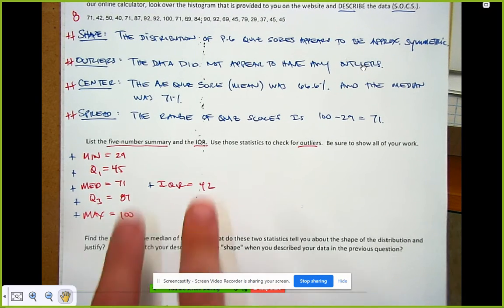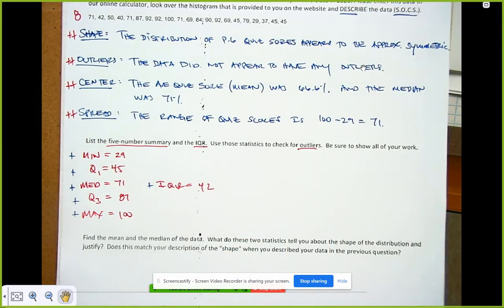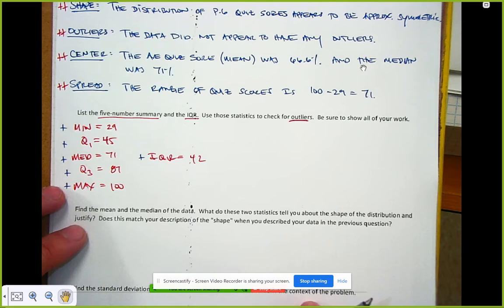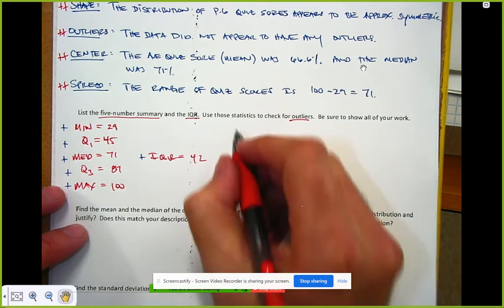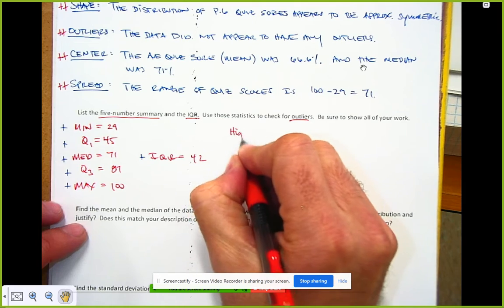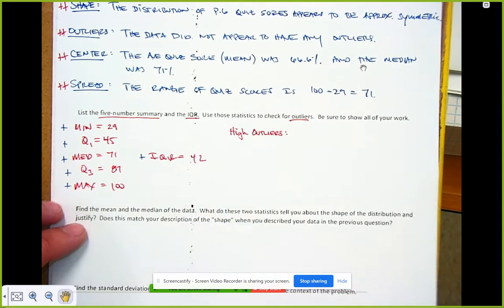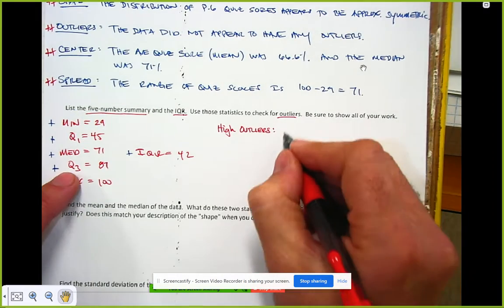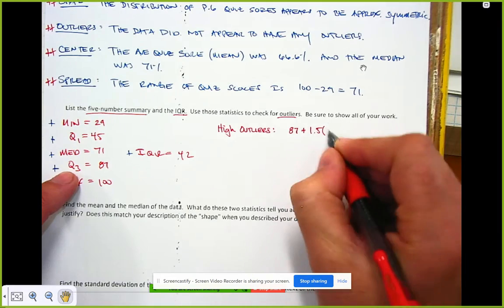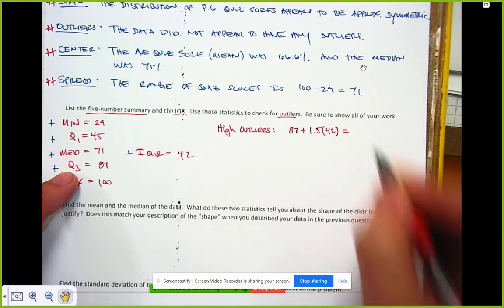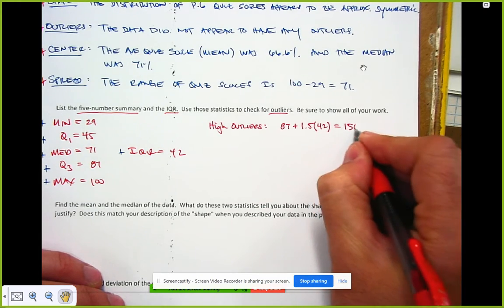Okay, so we've done these two. What's left is checking for outliers. We did this two ways. You have to check for numbers that are too big or too small. To check for high outliers, you would take quartile 3, which is 87, and add 1.5 times the IQR. Type that straight into a calculator and it spits out 150.